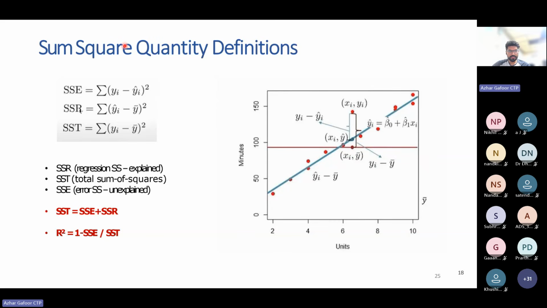So if you look at this relation, we can get that SST, or the total sum of squares, is equal to sum of squares of errors plus sum of squares of residuals. We also know the R square equation. So the R square equation is nothing but 1 minus the error sum of squares divided by the total sum of squares.